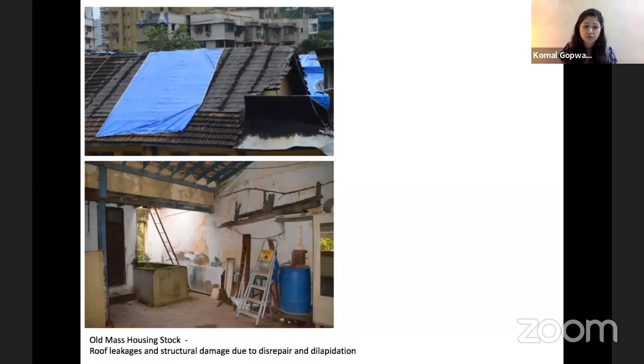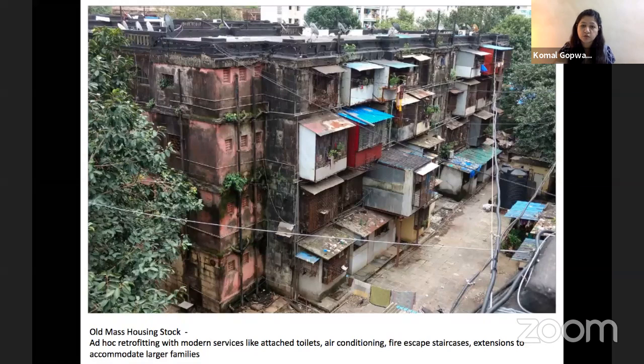With the old mass housing stock, which was particularly the Chawls, there were general problems of repair and maintenance, because after the Rent Control Act of 1948, the landowners were not interested in repairing the buildings. The buildings were heavily used, and the families continued to grow, newer families continued to move in. Along with the general repair and maintenance of the house, there were also a lot of extensions, which were very ad hoc, very in the moment, but sometimes grew to retrofit newer services like air conditioners and attached toilets. Sometimes they grew to enclose a whole room within the same unit.